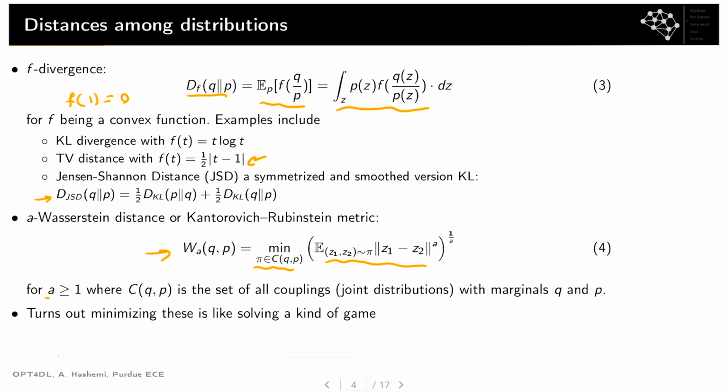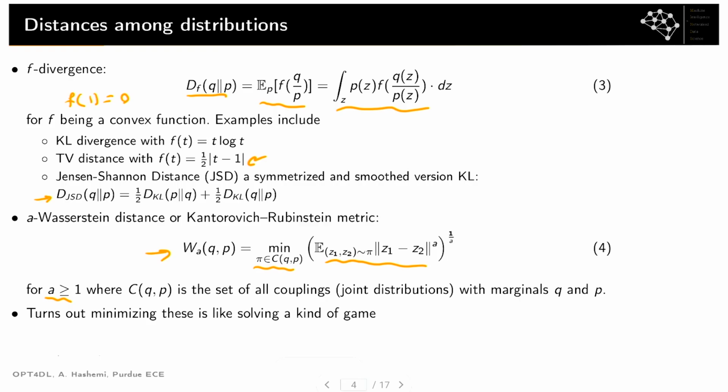And a here is something that is 1 or larger. For instance, we can have the 1-Wasserstein distance where a is equal to 1. Again, this is a very important notion of distance that is frequently used when we train generative adversarial networks, as we're going to talk about. But you can also have other, larger a values.